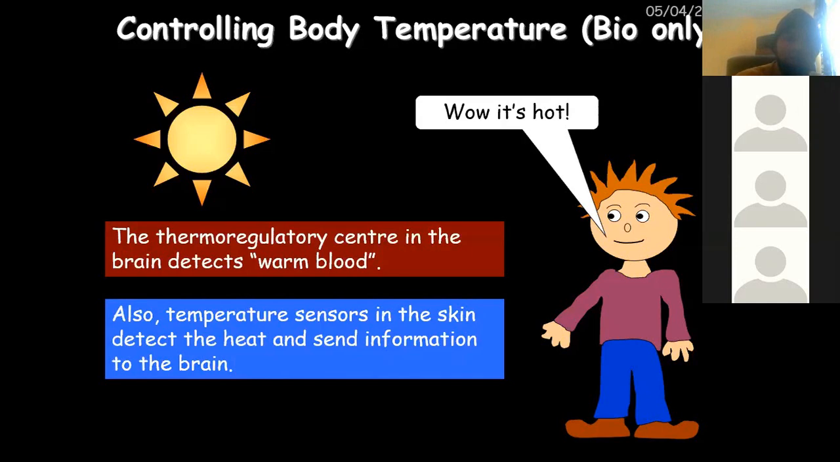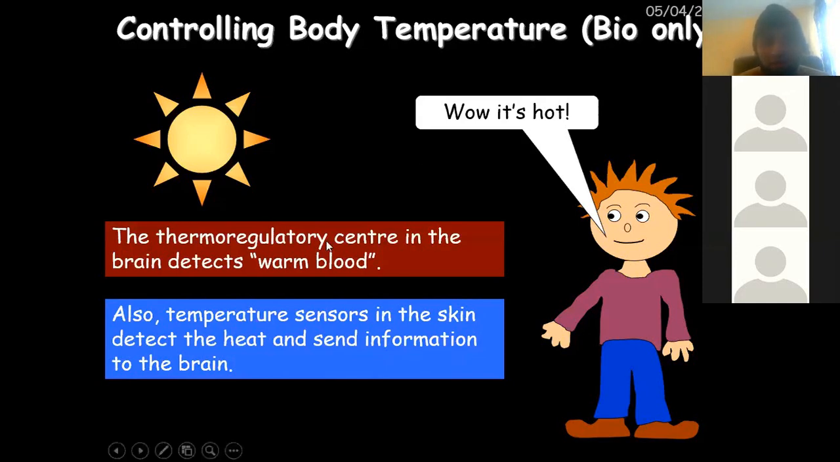Also, temperature sensors in the skin detect the heat and send information to the brain. So the brain's getting overloaded from two places. The thermoregulatory center is detecting it, and the skin is sending a signal. The brain's getting two signals saying, look, it's getting warm, you need to sort it out. That's very important.